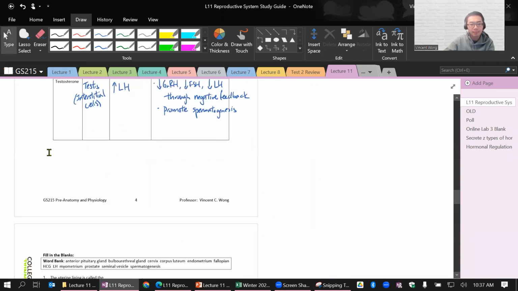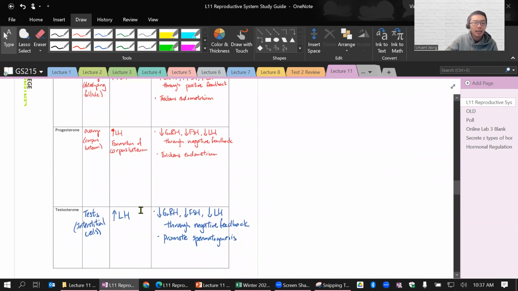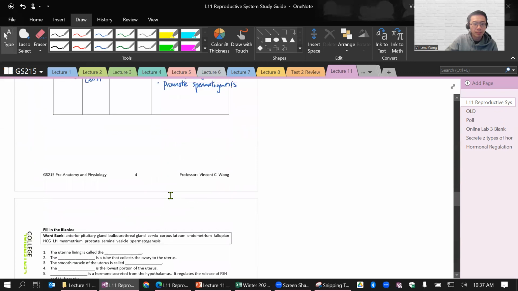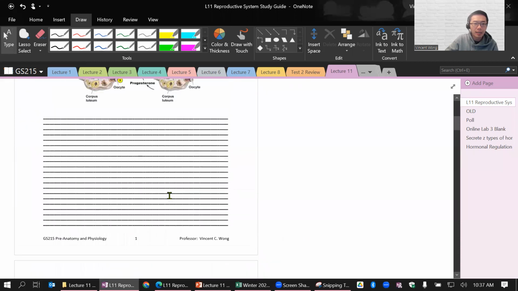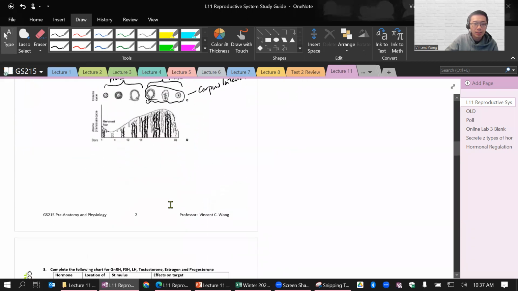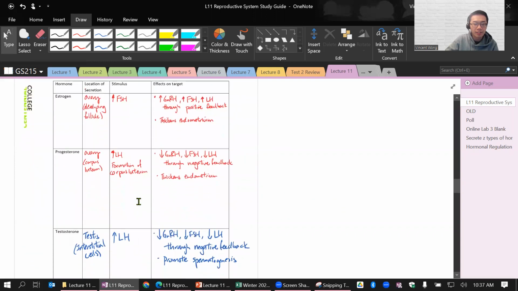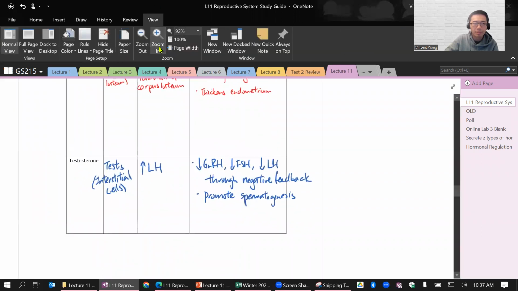Oh, that's it. We finished the chart faster than anticipated. And then the fill in the blank stuff you can work on your own. I actually lost the answer key to the study guide for lecture 11. I couldn't find it, so give me some time, okay? I'll type it up probably tomorrow morning or something, and then I'll post it on eCentennial. But yeah, that's it. Okay.